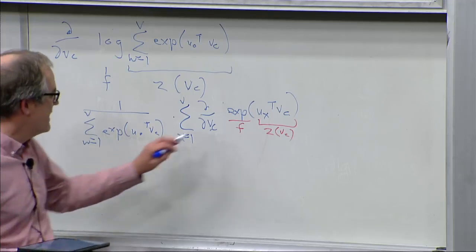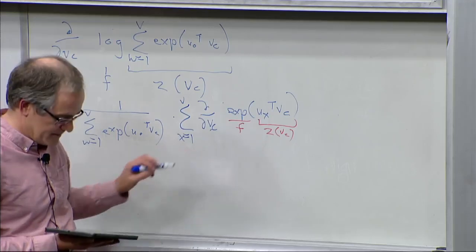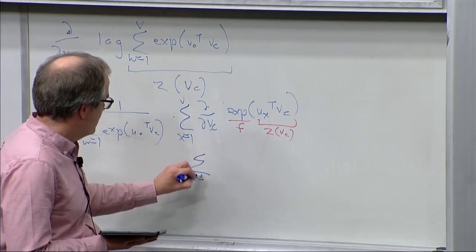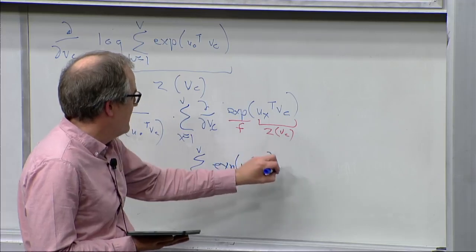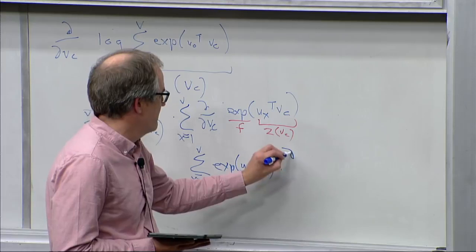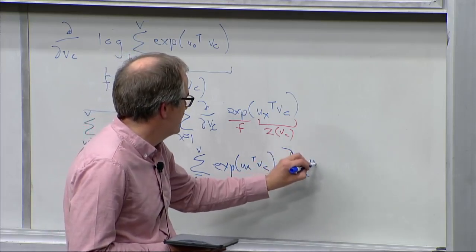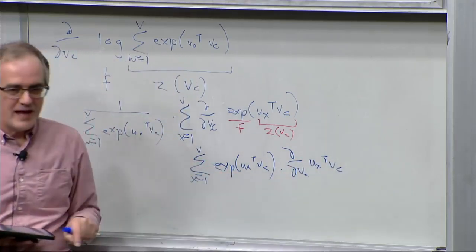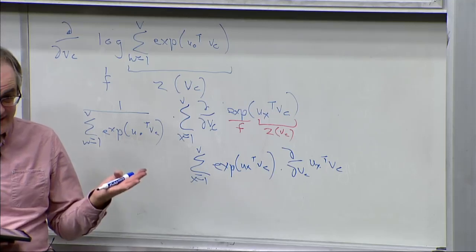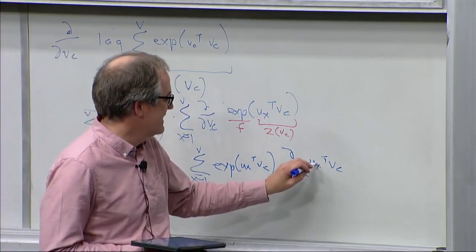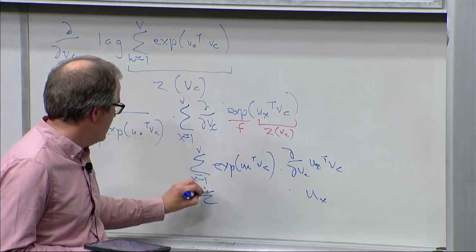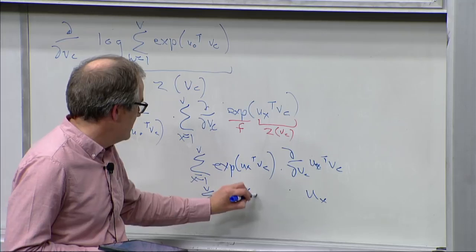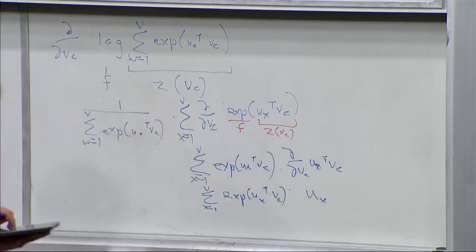So we again want to do the chain rule. And the derivative of exp is exp. So we're going to have the sum of x equals 1 to V of exp of u_x transpose v_c. And then we multiply that by the partial derivative with respect to v_c of the inside, u_x transpose v_c. Well, we saw that one before, so the derivative of that is u_x, because we're doing it for the different x. So this comes out as the sum of x equals 1 to V of exp of u_x transpose v_c times u_x. Okay, so by doing the chain rule twice, we've got that.